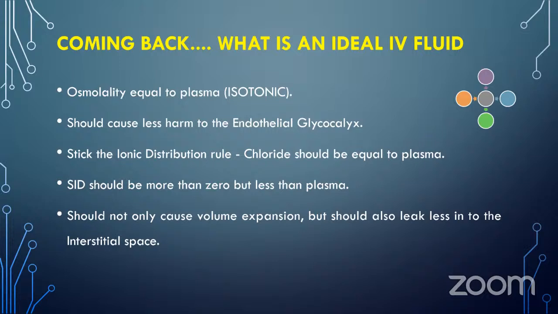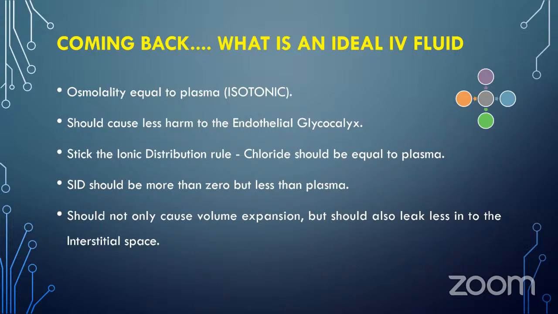So you need a fluid whose osmolality is equal to plasma, number one. It should be isotonic. It should cause less harm to your endothelial glycocalyx and stick to the ionic distribution rule. And the chloride content of the fluid should be equal to plasma. And the strong ion difference should be more than 0, but less than the plasma. That means it should be more in the physiological range, that is around the 40 figure. And it should not cause only volume expansion, but should also leak less into the interstitial space. So for me, if you ask me what is an ideal IV fluid, probably these are the parameters where I would look.